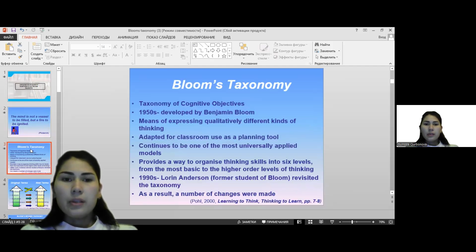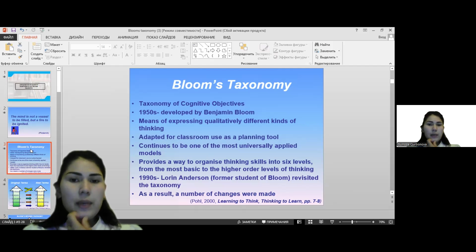Bloom's taxonomy of cognitive objectives was developed in the 1950s by Benjamin Bloom, and it is also called Bloom's taxonomy. It expresses qualitatively different kinds of thinking, adapted for classroom use as a planning tool, and continues to be one of the most universally applied models.